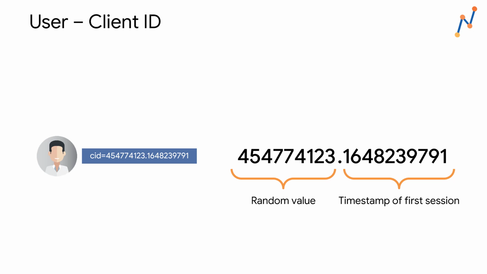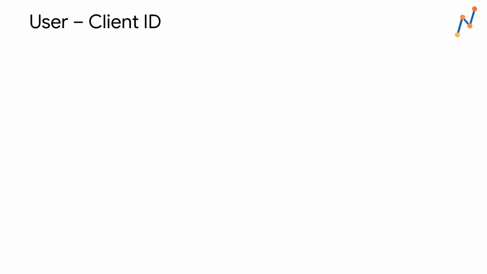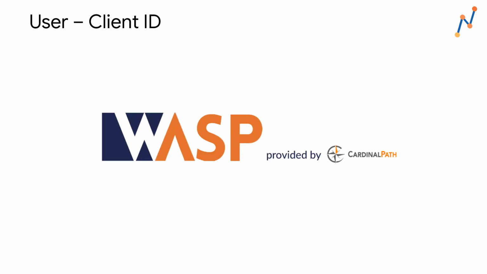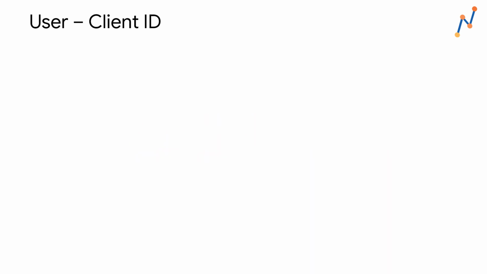You can use an online tool like unixtimestamp.com to convert the number of seconds into a human-readable date and time format. In this case, the first session was on Friday, 25th March 2022 at 23 minutes and 11 seconds past 8 p.m. So if you're now asking, where do I find this client ID? The answer is pretty simple. Just use a tool like the Chrome extension WASP, which will provide you with some quite detailed information for both Universal Analytics and GA4.